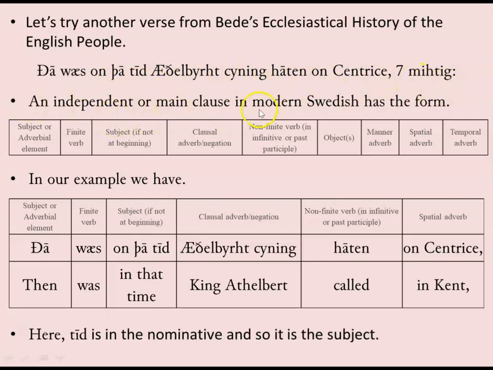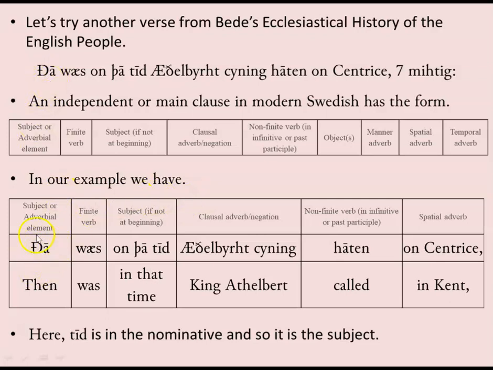Now, an independent or main clause in modern Swedish has the form: subject or adverbial element, then finite verb, subject if not at the beginning. So if the subject is not at the beginning, there's an adverbial element instead, then the subject will be here. Then a clausal adverb or negation, and then a non-finite verb in infinitive or past participle form, depending. If it's in the infinitive, then it's present tense. If it's in the past participle, then it's past tense. Then we have objects, manner, spatial, temporal. So in our example, it fits nicely.